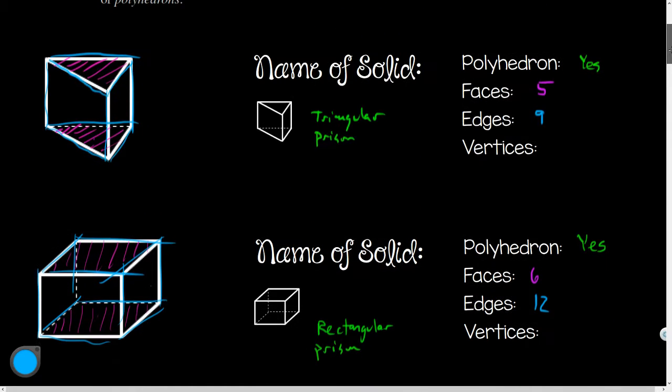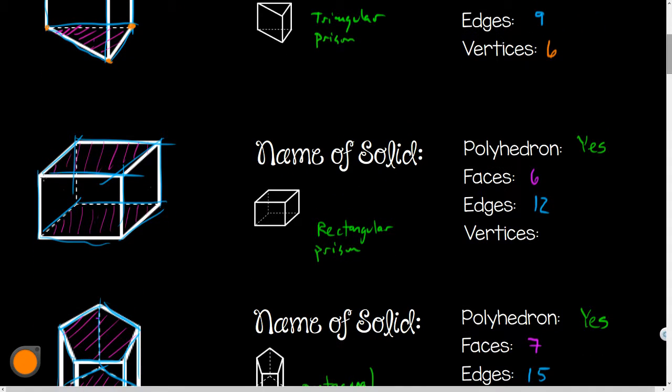Let's see if we can figure out vertices here. Be a little bit trickier. So each base has 3. 1, 2, 3. 1, 2, 3. And that's actually got all of them, right? The lateral faces already had their vertices counted. So that's a total of 6 vertices there. This one, each base has 4, and that's going to count all of them, so that's a total of 8.